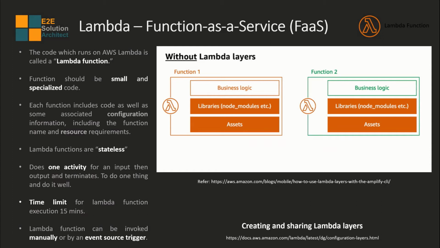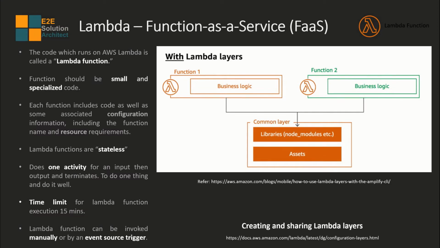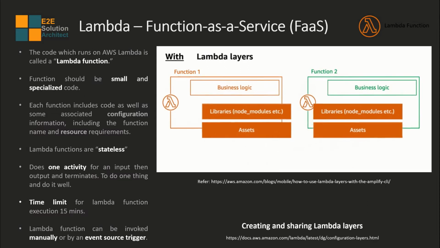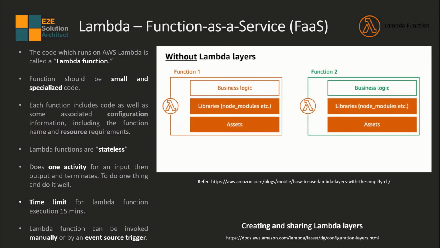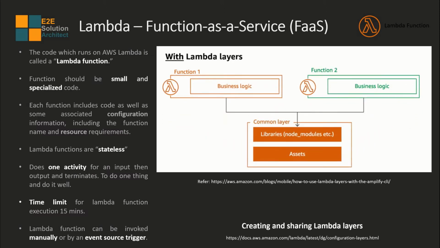I will not go into detail about what Lambda is, what a Lambda function is, and how it works. This slide is to give you a summarized view to just recap what AWS Lambda is and what it is used for. I have captured a few pointers about Lambda. The code which runs on AWS Lambda is called a Lambda function. I have got this very good explanation of the Lambda function with Lambda layers.